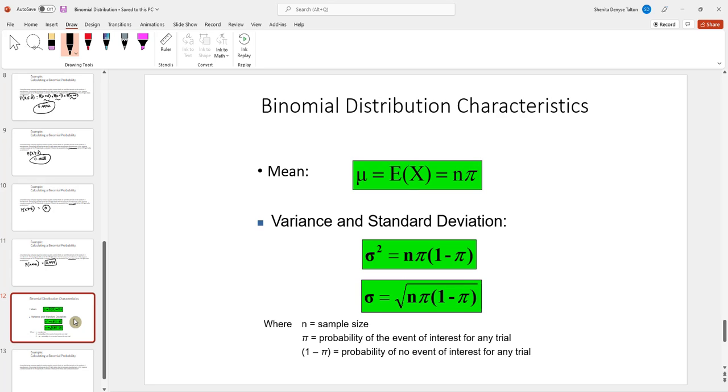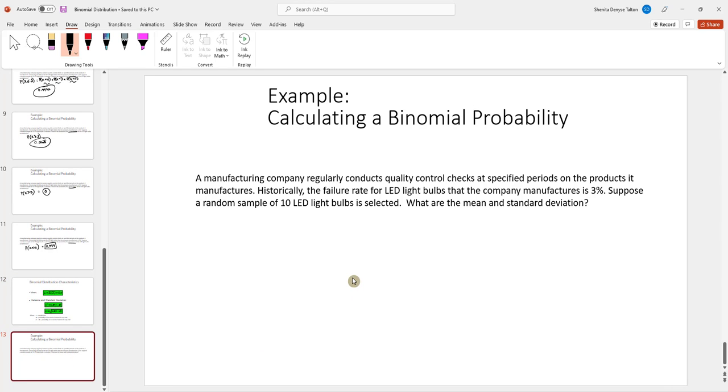So you can also calculate the mean and the variance and the standard deviation of a binomial distribution. The mean is the total, which is your n, times the probability. And then for the variance, you take n times probability times 1 minus the probability. And then to find the standard deviation, you just take the square root of that. So don't forget. So let's go back to this problem.